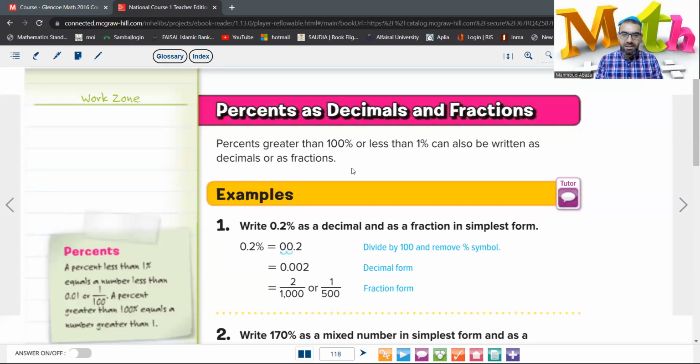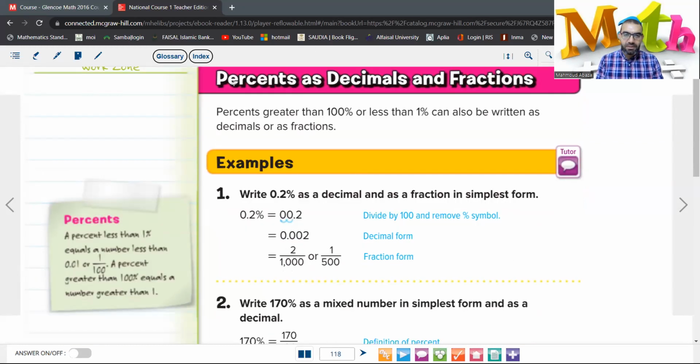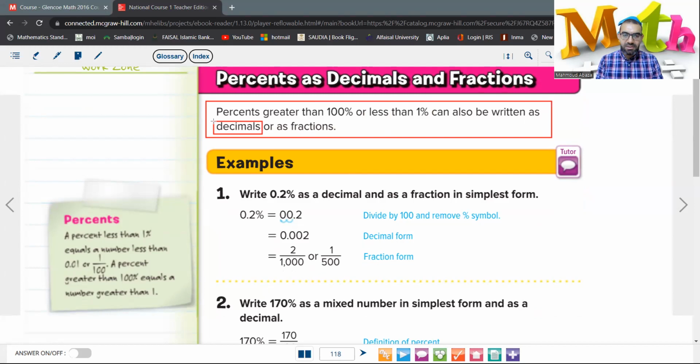Percents as decimals and fractions. Percents greater than 100% or less than 1% can also be written as decimals or as fractions.